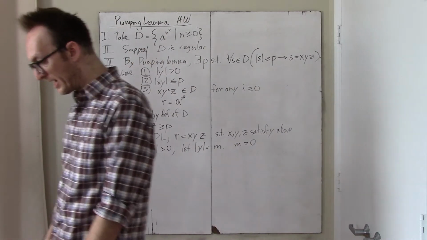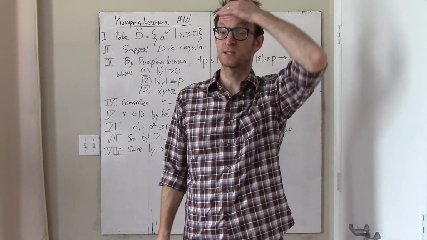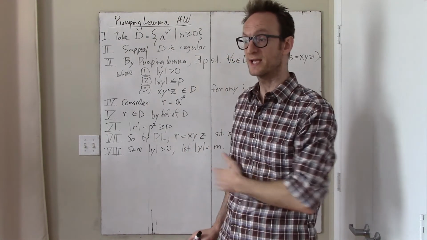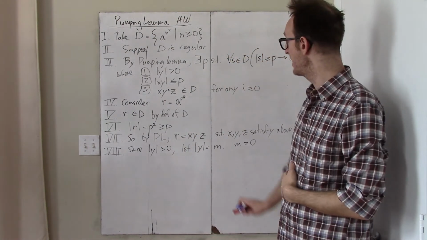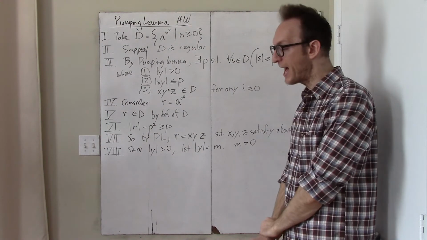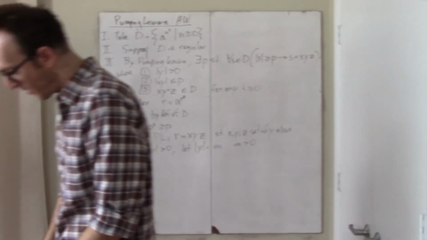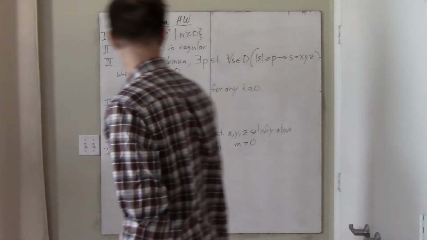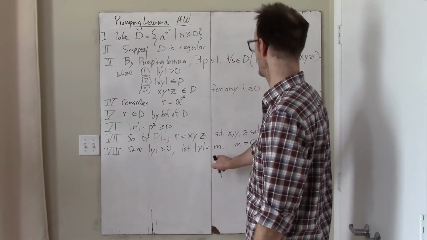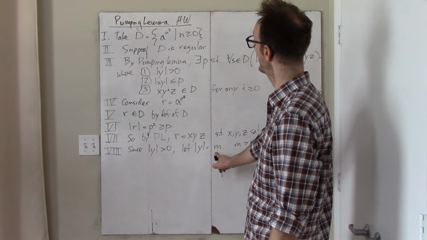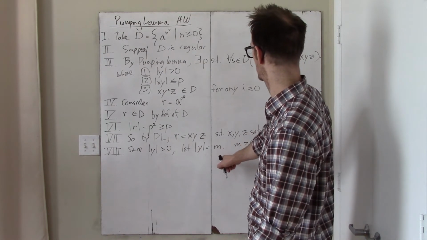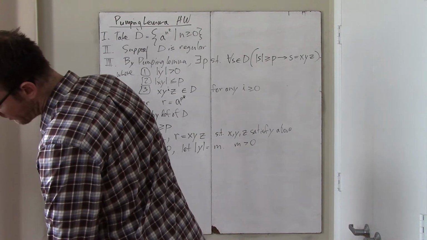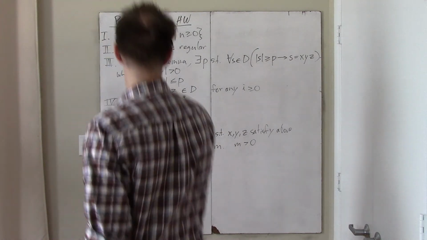So what that means is that this string R has been broken up into three pieces, x, y, and z, and there are precisely m A's in the y piece. Okay, well, that is a problem. Oh, and I also know, sorry, I forgot to say this, that the length of y is greater than 0.